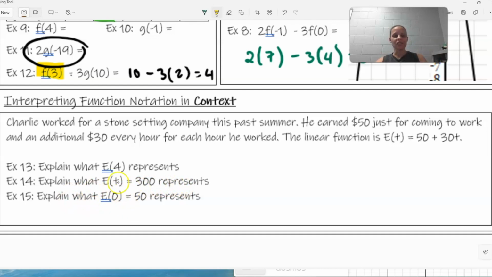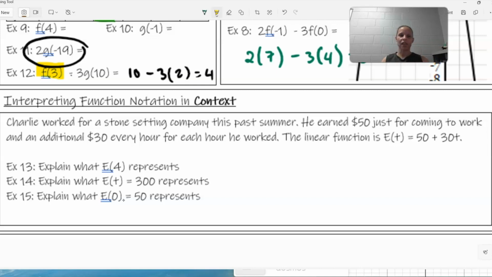All right, what does this mean? Now we have a number for input, so this means he worked 0 hours. And what does the output mean? That he got $50, because Charlie was told that just for coming to work, you earn $50. So that's what this means: Charlie earned $50 for just coming to work. Interpreting function notation is really understanding what the question is asking before you can evaluate the functions or explain what it represents.